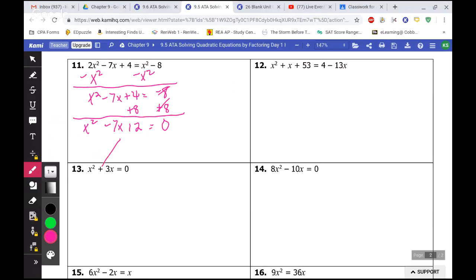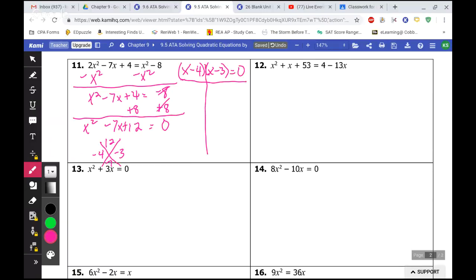So now I'm looking for two factors that multiply together to give me a positive 12, that when I add them, give me a -7. Okay, so I know that both factors are going to be negative, because the only way I can have a positive multiplication problem and a negative addition problem is to have two negatives. So that's going to be -4 and -3. So my factors are x minus 4, x minus 3 equals 0.